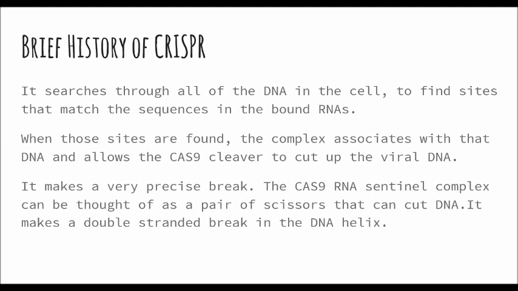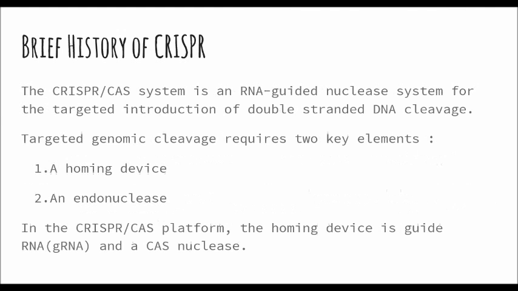It searches through all of the DNA in the cell to find sites that match the sequences in the bound RNAs. When those sites are found, the complex associates with that DNA and allows the Cas9 cleaver to cut up the viral DNA. It makes a very precise break. The Cas9 RNA sentinel complex can be thought of as a pair of scissors that can cut DNA. It makes a double-stranded break in the DNA helix.